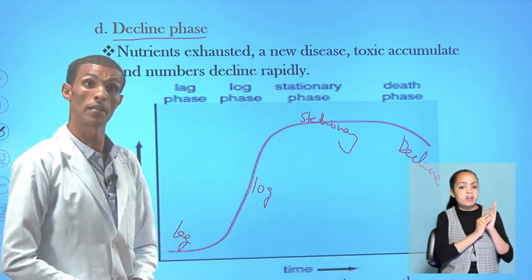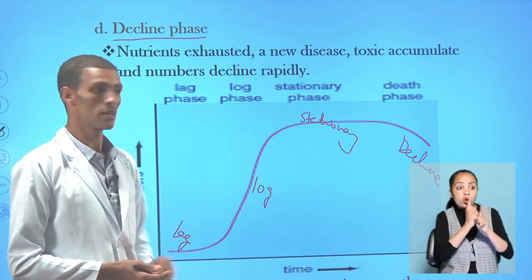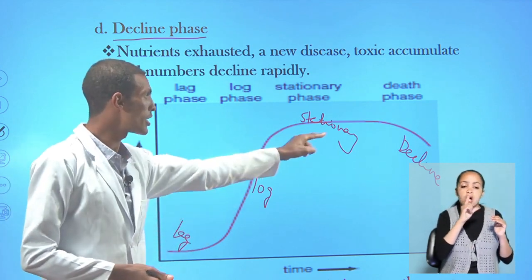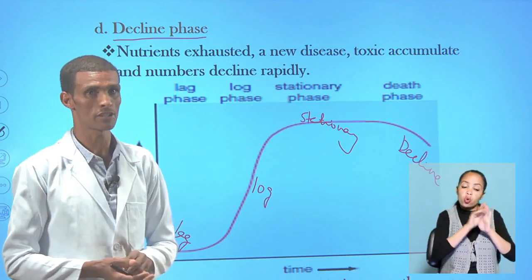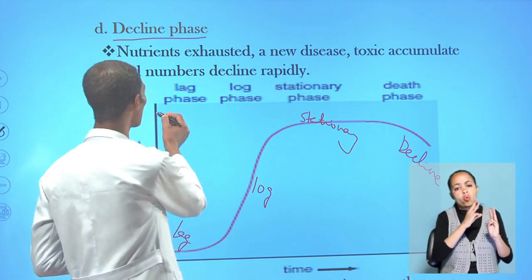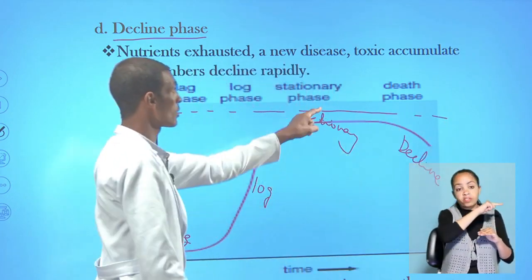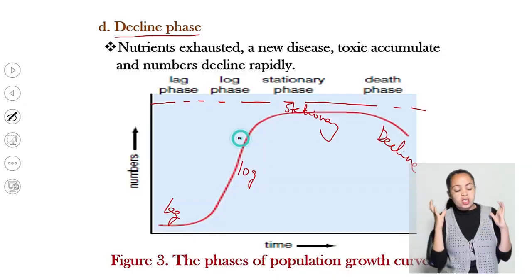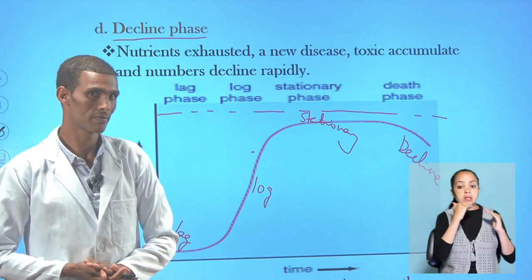Students, remind again, these stages are not orderly arranged: lag, log, stationary, and decline. All populations grow through these four main phases. No population can grow above this carrying capacity. Because of this carrying capacity, population number grows statically and fluctuates at a mean level.